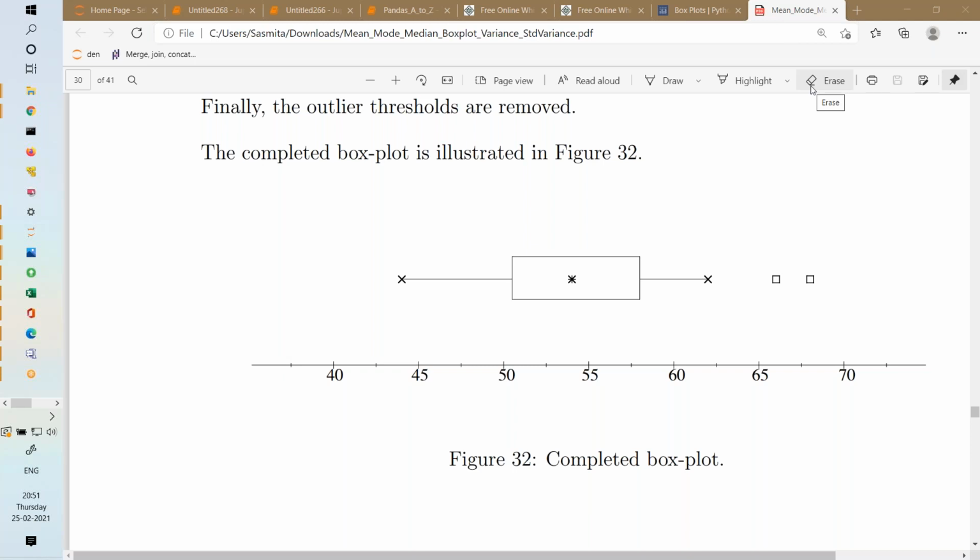Ma'am, why did we do 1 point into 1.5, ma'am? See, we are setting a boundary. Outlier means extreme point. So we are thinking if the point is outside of that 75%, 25% difference, which we're taking as interquartile range, if it is outside of that it means it is far away.